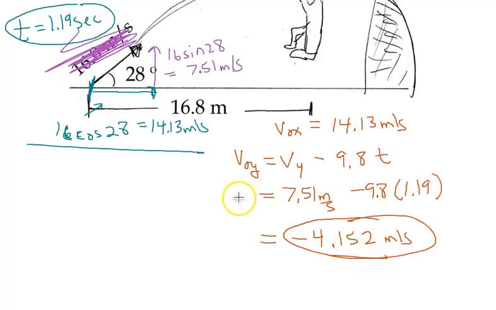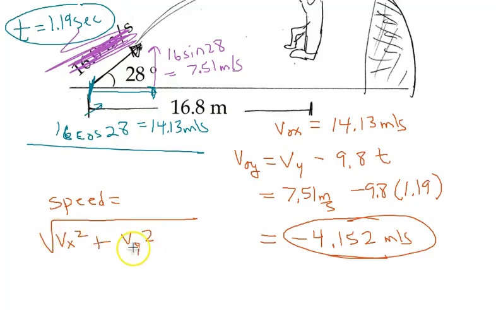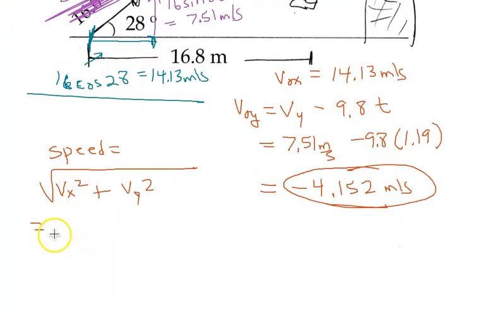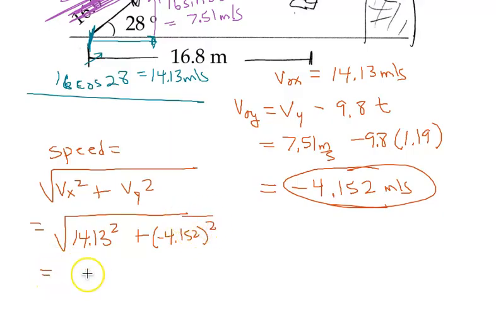Okay. That's not the total speed, though. We're almost done with this problem set. The total speed is going to be the square root of Vx squared plus Vy squared. And so that is the 14.13, that's a lot. It's about 30 miles an hour, plus minus 4.152 quantity squared gives you the square root of 216.9, which is 14.73 meters per second.